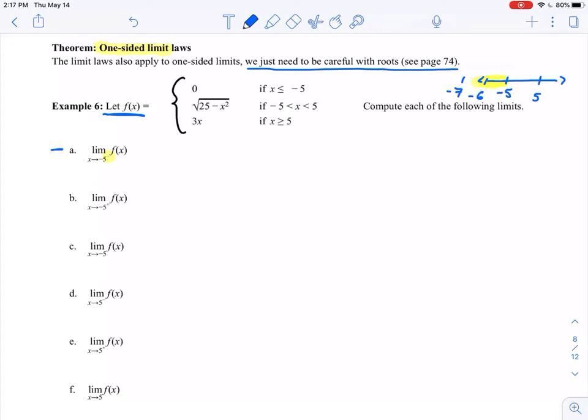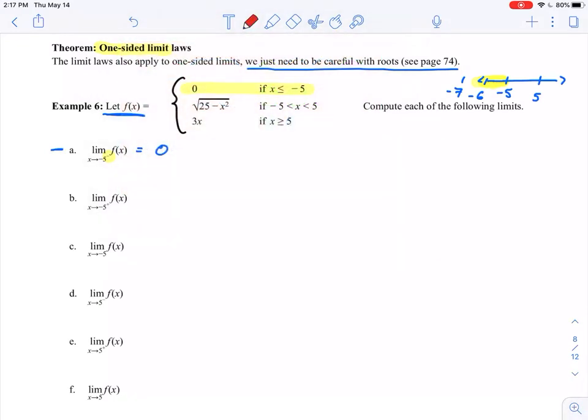If I want to think about how this function is defined, it's defined by 0 in this case. So if I just try to plug -5 into that part, it's a constant, it's just going to be 0. So there we go, there's our limit.